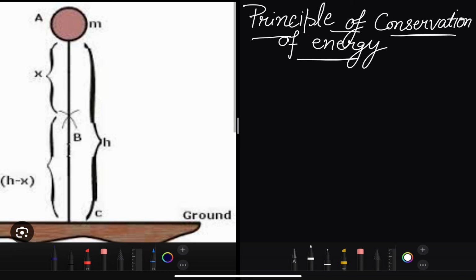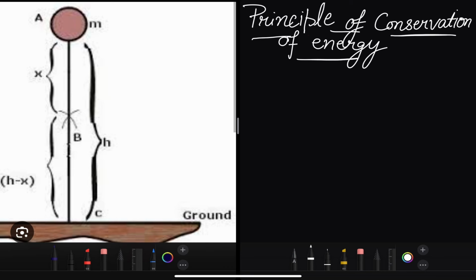Welcome back students. Today we will discuss in this class the principle of conservation of energy. So first of all, what does this statement say? According to the principle of conservation of energy, energy can neither be created nor be destroyed, but it can convert from one form to another. So, what is the meaning of that?